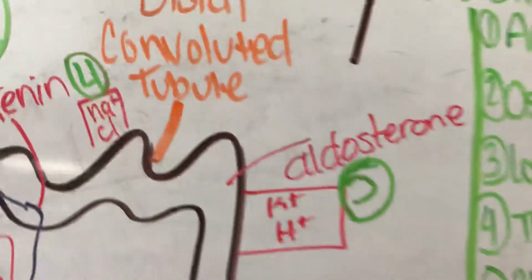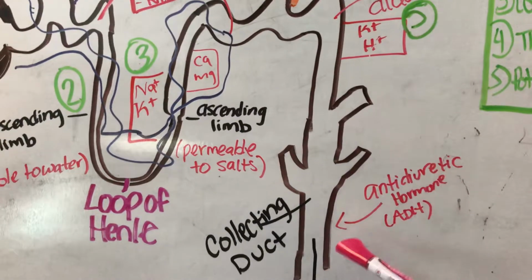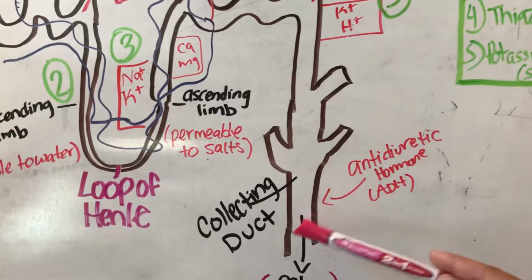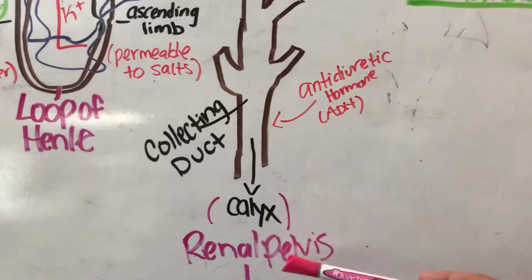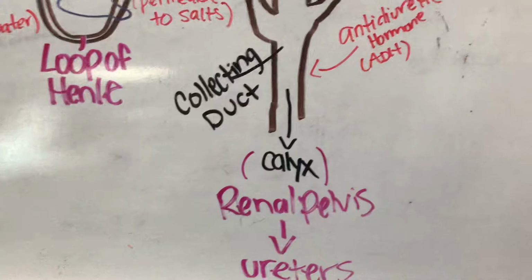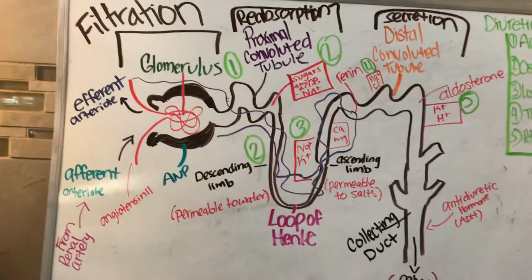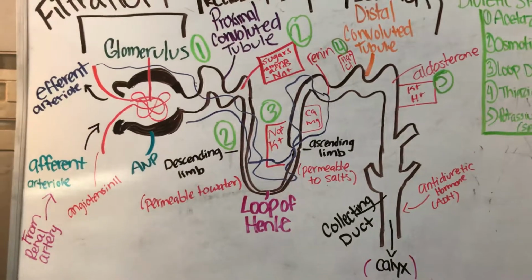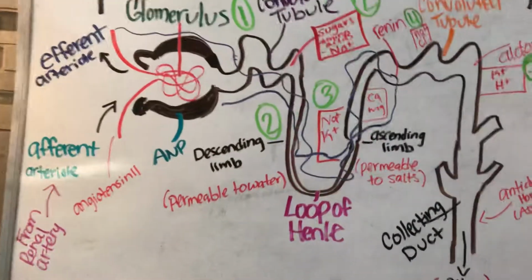So from there, it's going to come down through the renal medulla, and it's going to go into the collecting duct, out to the calyx, which is in the renal pelvis, and then down to the ureters, and that's the process of urine. So also from this diagram, we can also see different sites of where diuretics are performing.